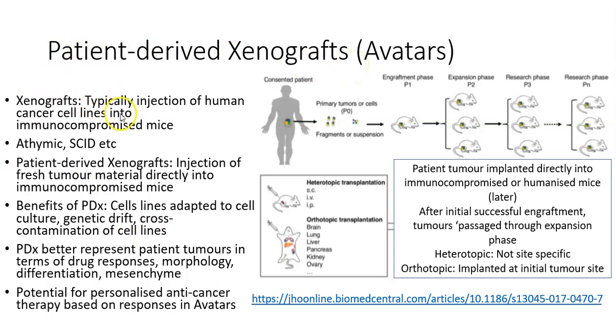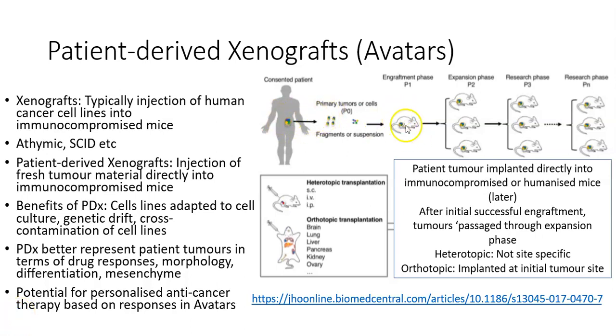So xenografts are where you've got human cells injected into a different species, in this case mice, and we have to use immunocompromised mice, either athymic or SCID mice, and the others are available. So with patient-derived xenografts, we take a piece of fresh human tumour material and place it into an immunocompromised mouse. And this is shown here.